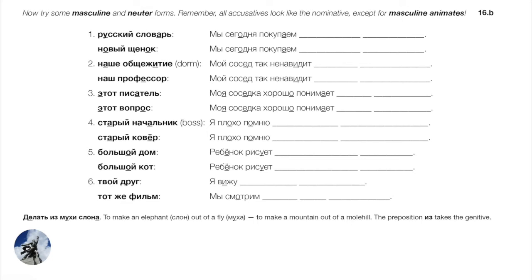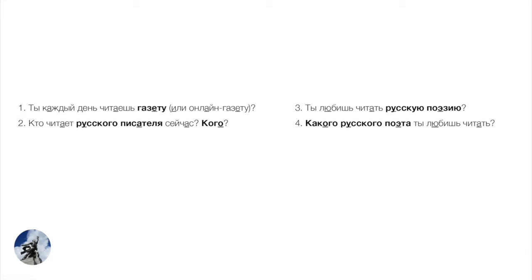Okay, you might answer a few questions here or discuss with a partner if you've got a Russian study buddy. Ты каждый день читаешь газету? Do you read the newspaper every day? Или онлайн газету? What about an online newspaper? By the way, you see that term online. A lot of internet terms are just borrowed directly from English, usually simply transcribed into Cyrillic, the Russian version.